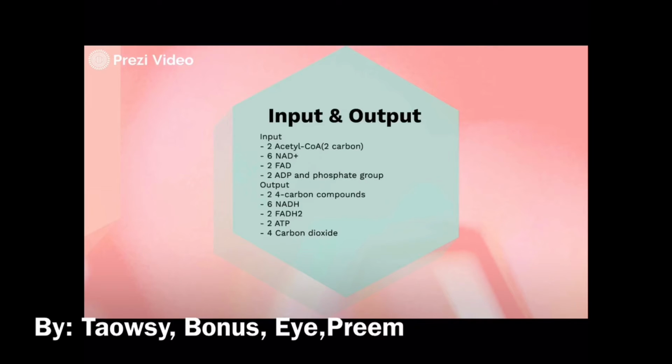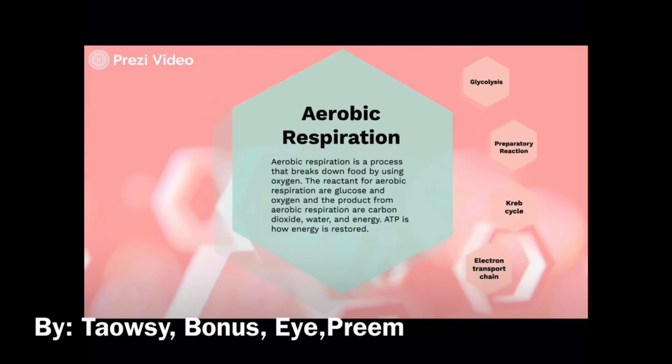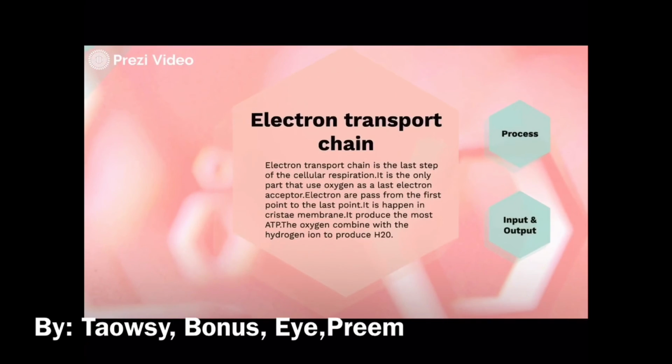The electron transport chain is part of aerobic respiration. It is the last step of cellular respiration. It is the only part that uses oxygen as an electron acceptor. Electrons are passed from the first point to the last point. It is happening in the cristae membrane. It produces the most ATP.